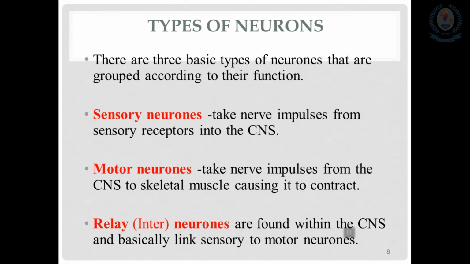There are these other neurons called motor neurons which transmit impulses to the muscles or glands. There should be connections between sensory neurons and motor neurons. So, these types of neurons are called interneurons or relay neurons.